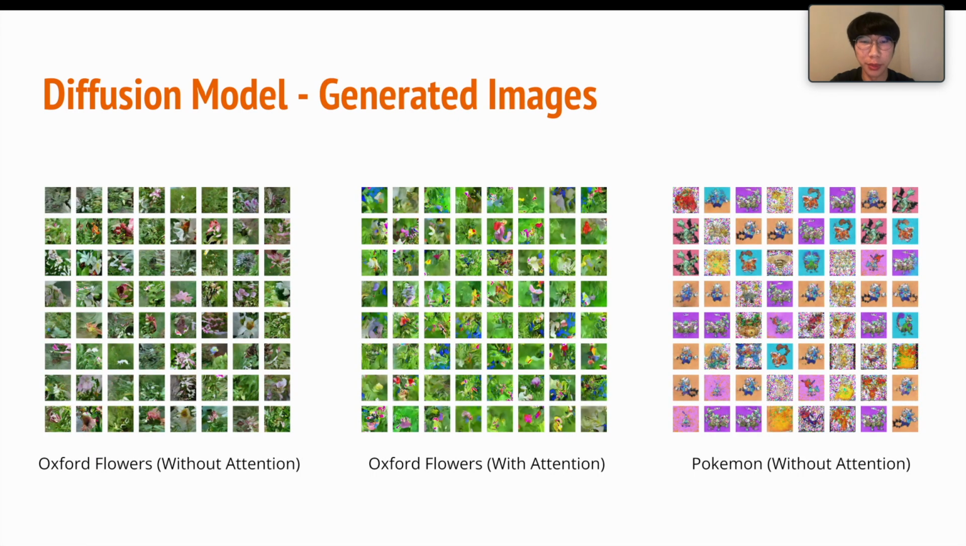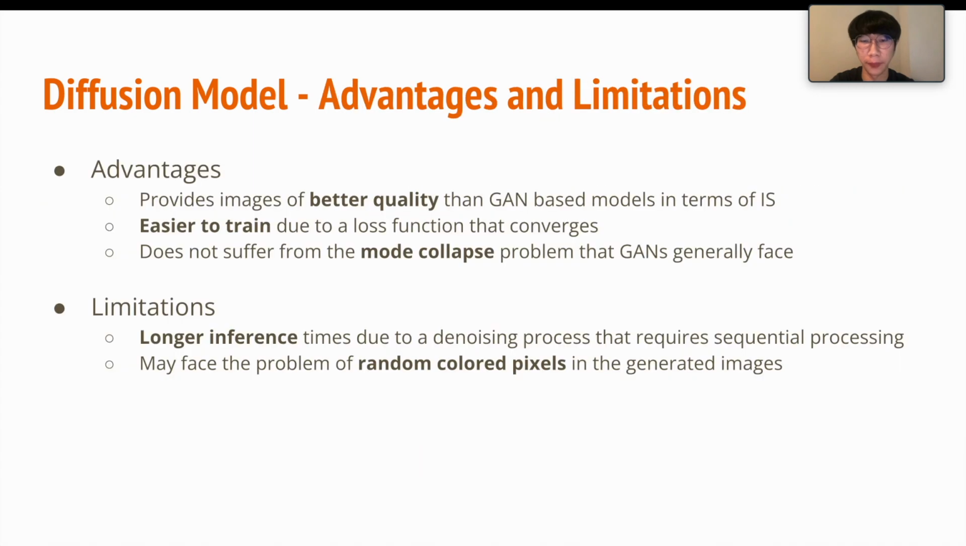These are the generated images. There are some random color pixels in the generated images, which is especially obvious when trained on the Pokemon dataset where the backgrounds are mostly white. Also, the diffusion model with attention does not seem to generate better results than without attention, but this might be due to the fact that the model is bigger and would require more epochs in order to generate a better performance.